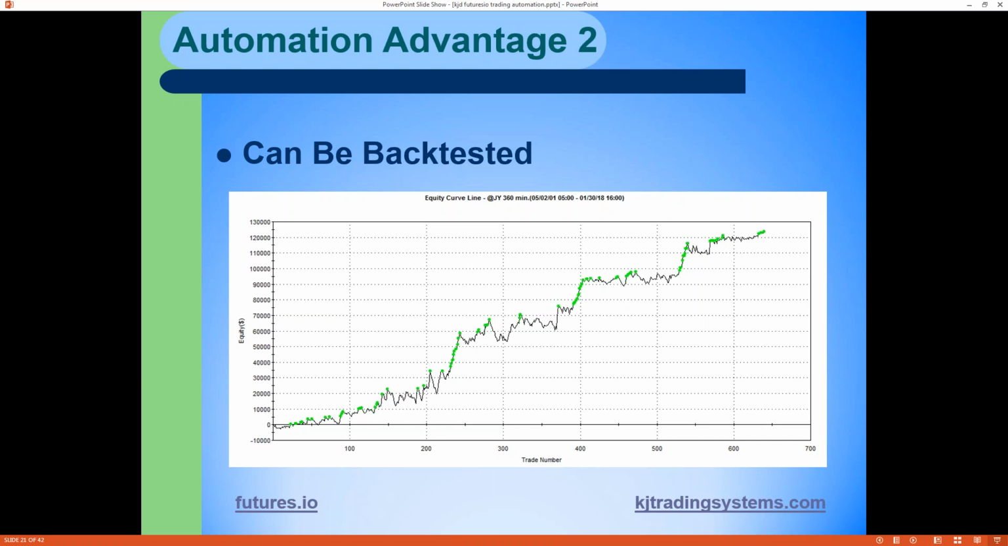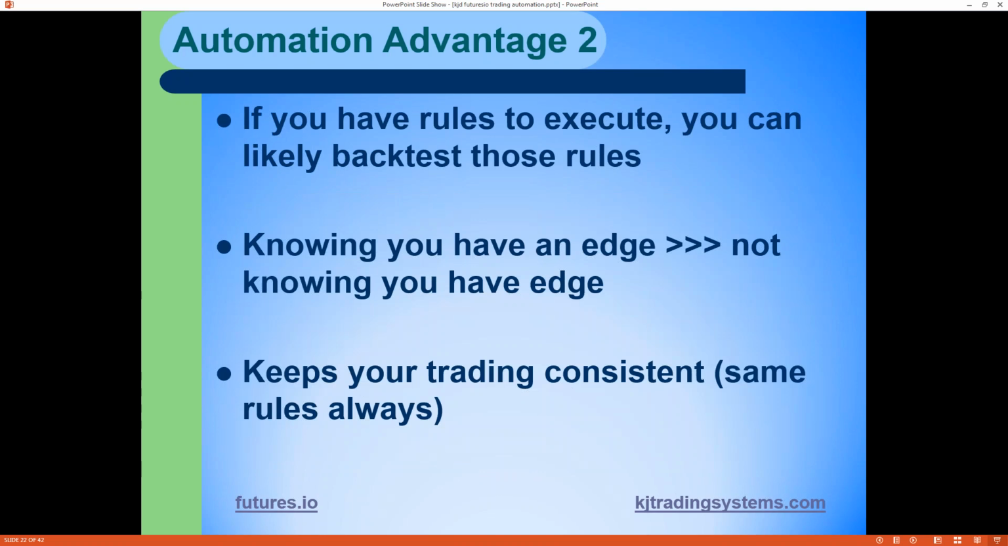All right. So our second advantage, it can be back tested. Now remember when I was showing that disclaimer a little bit ago, I said past performance is not indicative of future results. So what that means, they're saying, hey, just because something worked in the past doesn't mean it's going to work going forward. Absolutely true. But at the same time, if you have a system that can be automated, you can usually back test it, and it's nice to know something worked in the past, right?